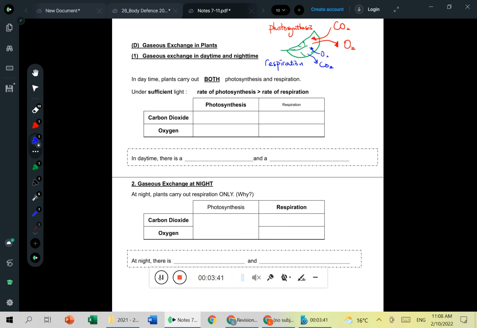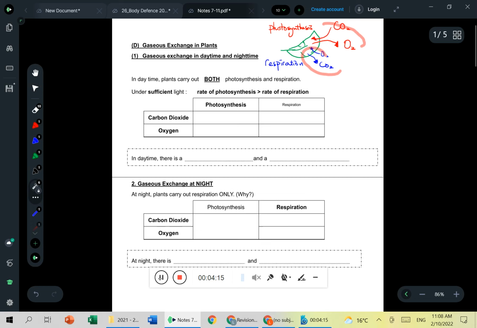So eventually, we need a conclusion. So at the end of the day, what gas does the plant take in? What gas does the plant give out? So that is a more complicated discussion than animals. So what we need to consider is that we need to compare the process of photosynthesis and respiration and see which process wins out in this gas exchange story.